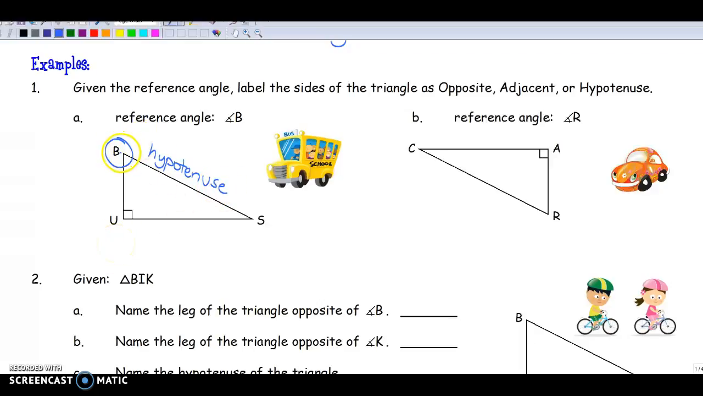The opposite side is the side that does not touch angle B. So the opposite side would be this guy, side US. And then the adjacent side is the side next to angle B. While there's two sides that form angle B, one of them is already the hypotenuse, so the only one that's left is this guy, and this is your adjacent side.